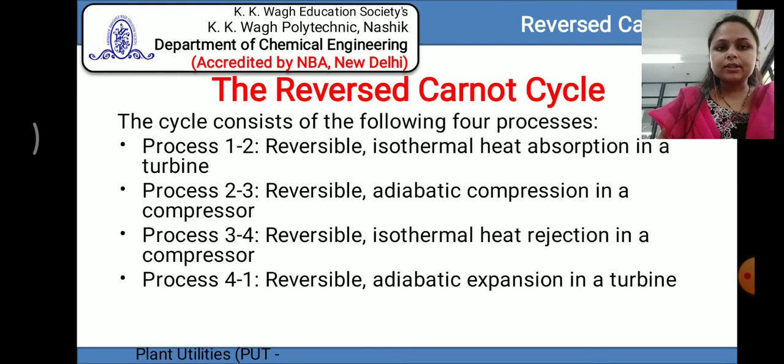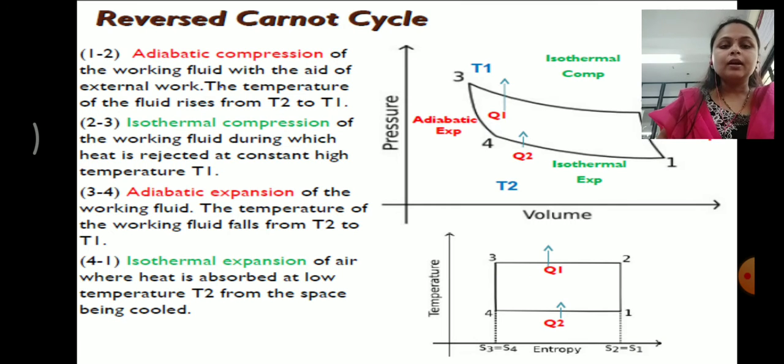This reverse Carnot cycle consists of 4 processes. From 1 to 2 there is a reversible isothermal heat absorption in the turbine, and from 2 to 3 there is a reversible adiabatic compression in the compressor. In 3 to 4 reversible isothermal heat rejection in the compressor, and the fourth one is reversible adiabatic expansion in the turbine. In this figure we can see this temperature entropy diagram is given, which we have already discussed.